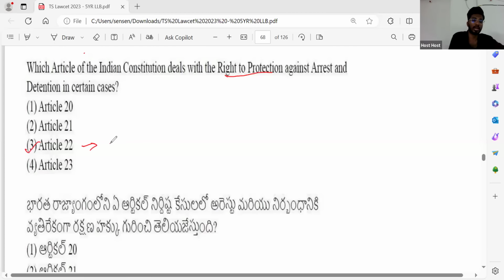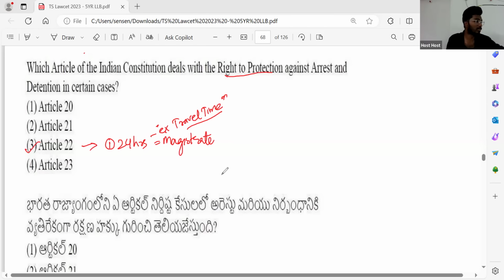What are they? Number one, within 24 hours, you should be submitted before the magistrate. That means before the court, you should be submitted within 24 hours, excluding travel time. Removing the travel time, within 24 hours, if you are arrested by the police, you should be presented before the court.